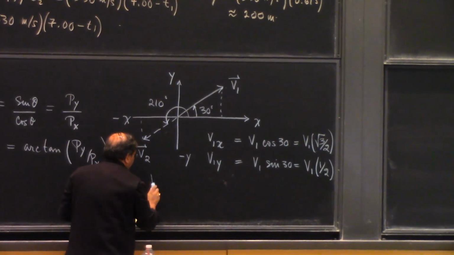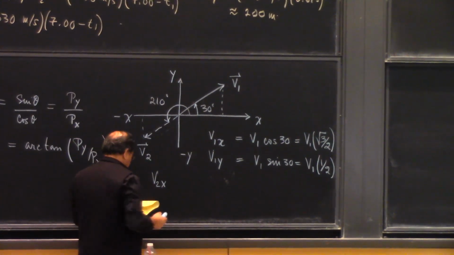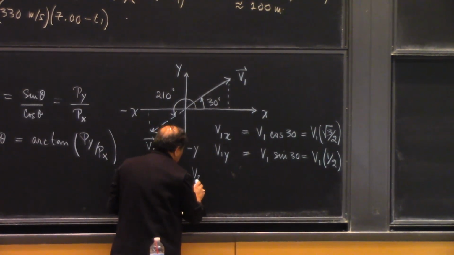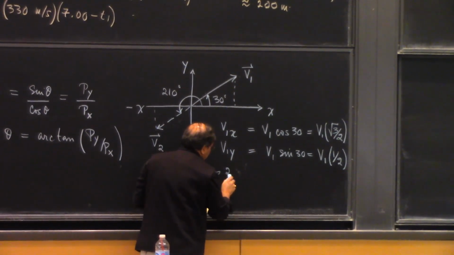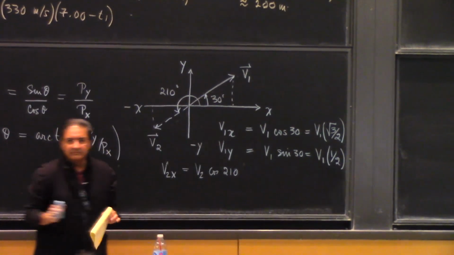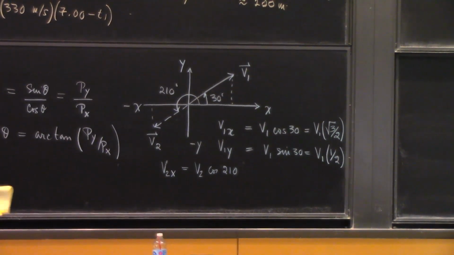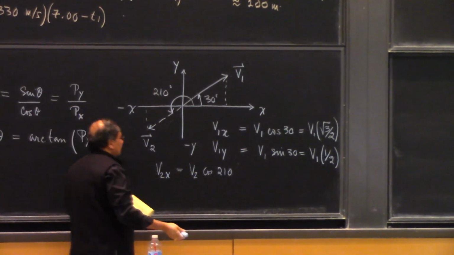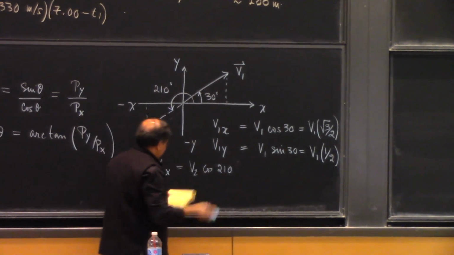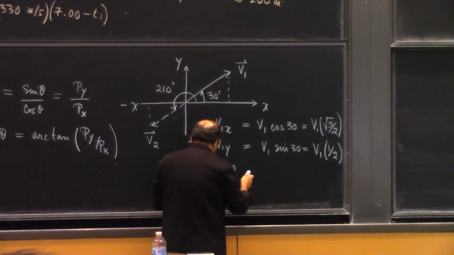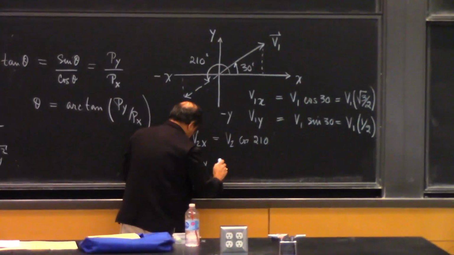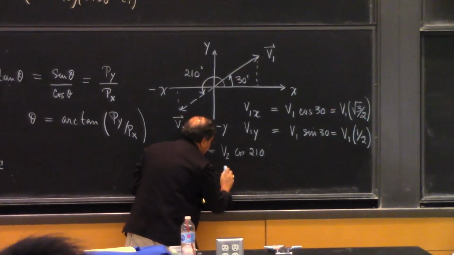Likewise, I can do the same thing for V2x. V2x would be V2 cos 210. I will just do it the old-fashioned way, make it cos 210. I could have taken this angle and constructed it and put a minus sign, but that's okay. And V2y will be V2 sine 210.